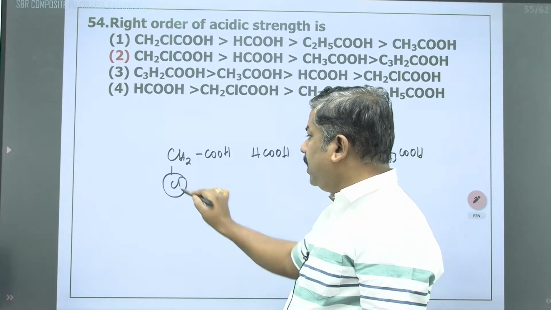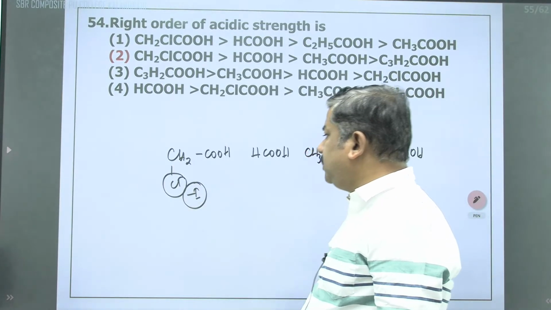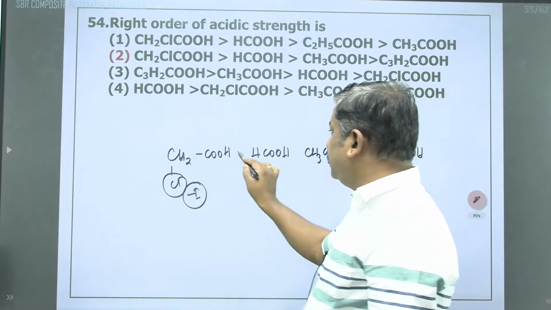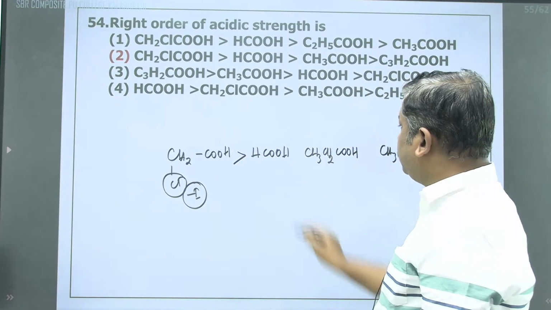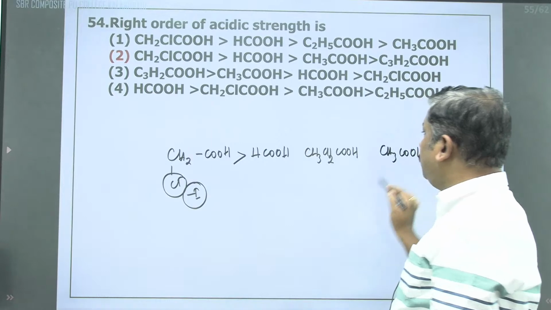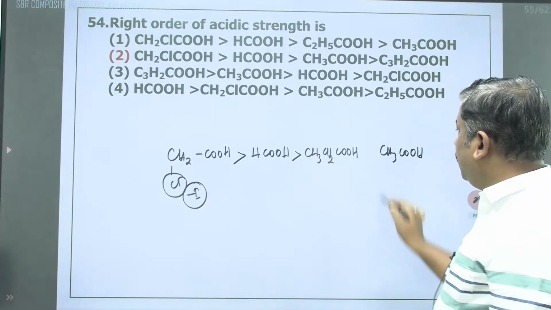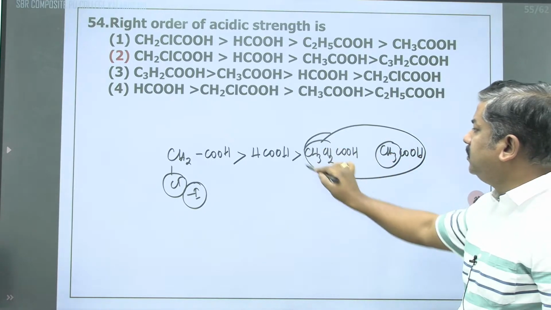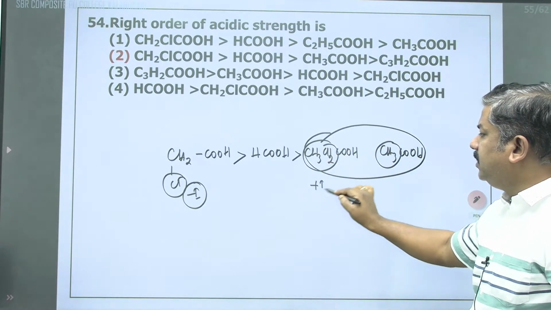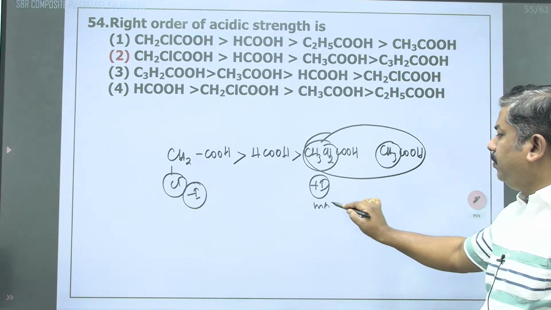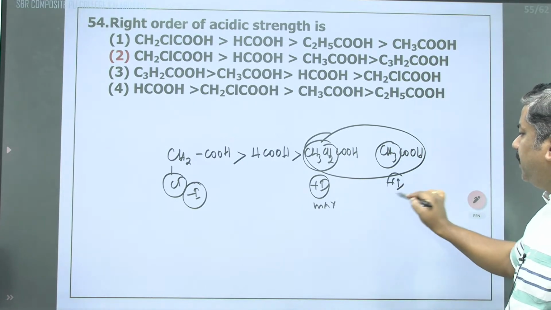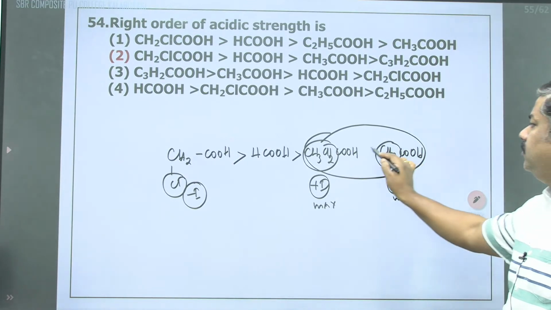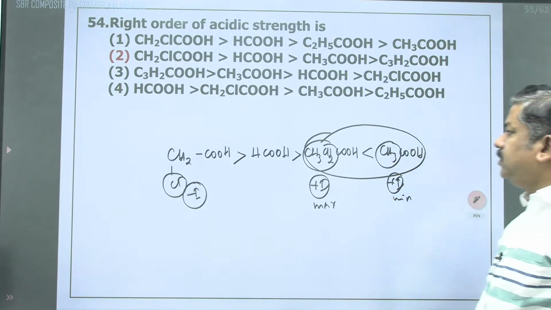This is the compound containing a chlorine atom, which exhibits the maximum amount of minus I effect. This is found to be the stronger acid. Next one is found to be formic acid. But between these two acids, remember, this one is a methyl group and this one is an ethyl group. Ethyl shows maximum plus I. This one also shows plus I, but minimum plus I. So between these two compounds, this compound is the stronger acid.